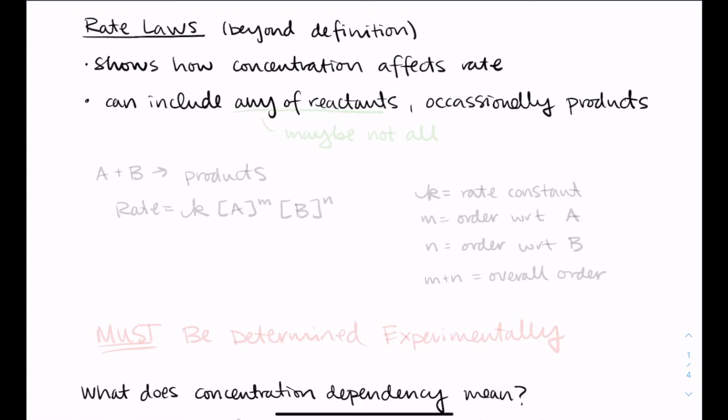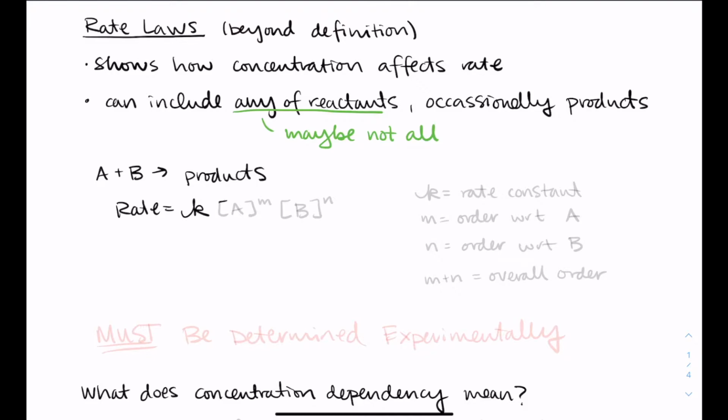So when we are writing rate laws, I'm going to give you the generic version, but the products show up so rarely that when we do a generic reaction, we just say A plus B is turning into products. And the rate law is this lowercase fancy k times the concentration of A to the m power times the concentration of B to the n power.